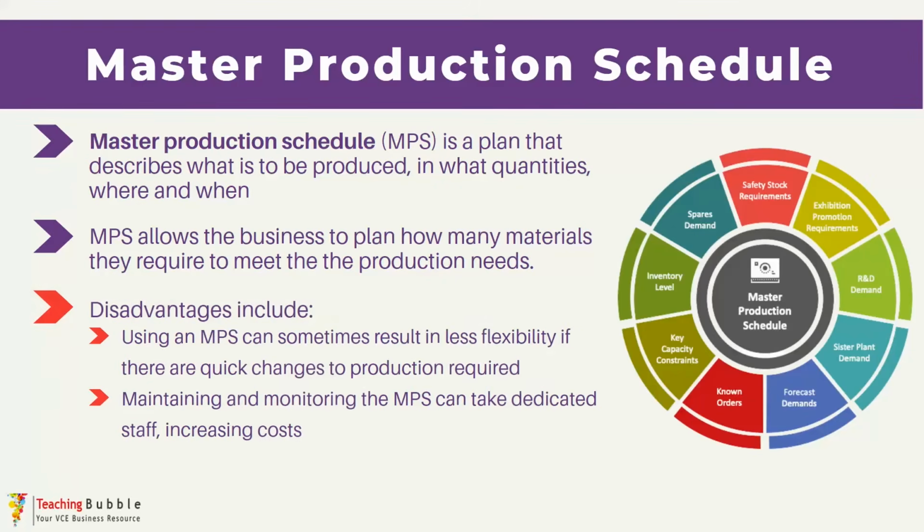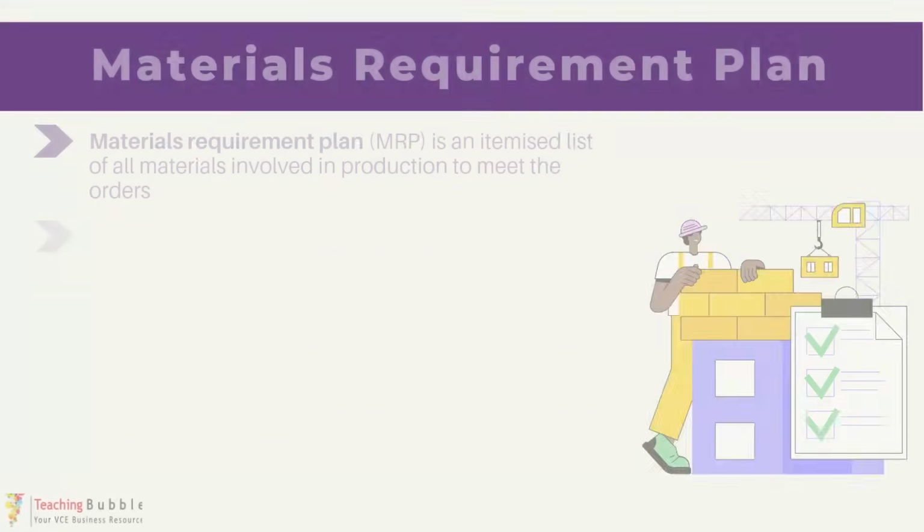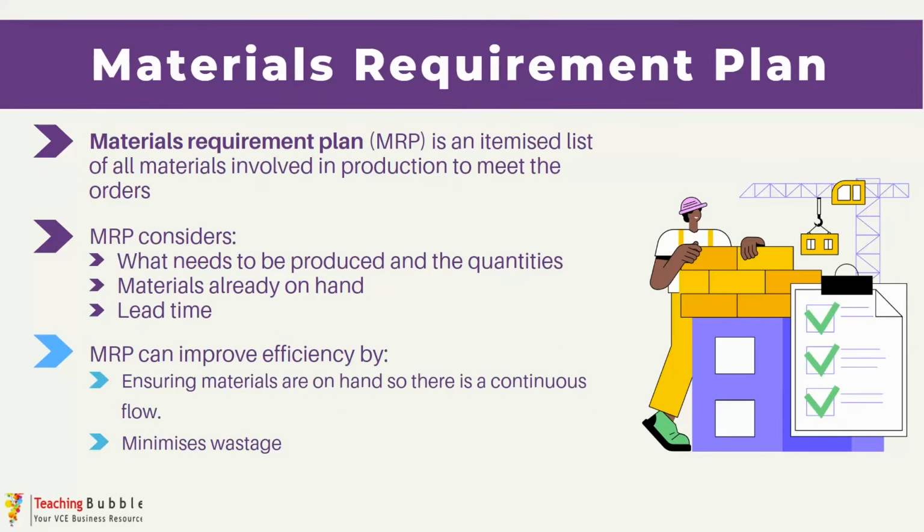However, it may limit the flexibility of the business if rapid changes in production are required due to market demands that weren't necessarily predicted. And it may involve costs for dedicated staff to maintain and monitor the MPS on an ongoing basis. Now, following really closely with the MPS is a materials requirement plan. And so this is an itemized list of all materials involved in production to meet the orders of the business or what is outlined in the master production schedule.